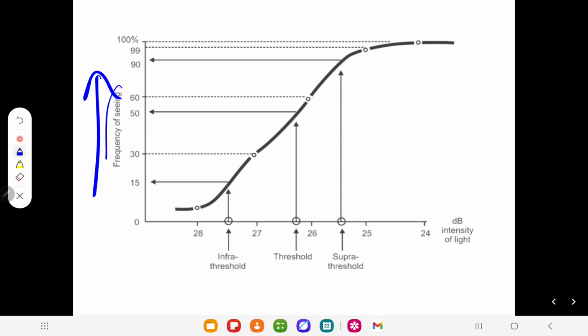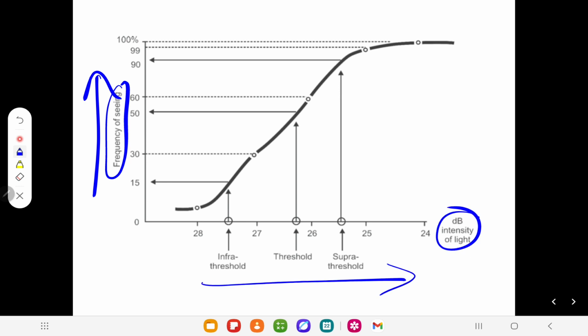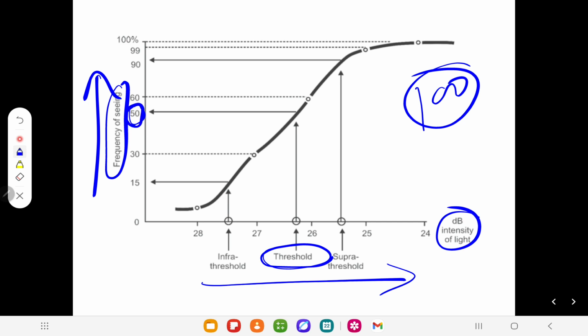On the y-axis it's the frequency of seeing, how many times it is seen. On the x-axis we can see decibel of light intensity. Suppose in this example we present a particular stimulus 100 times, then threshold is when that stimulus is seen 50 times out of 100. That is threshold. If that particular stimulus is seen less than 50 times, then it's infrathreshold. If it is seen more than 50 times, that is suprathreshold. Okay, let me make it clear one more time.